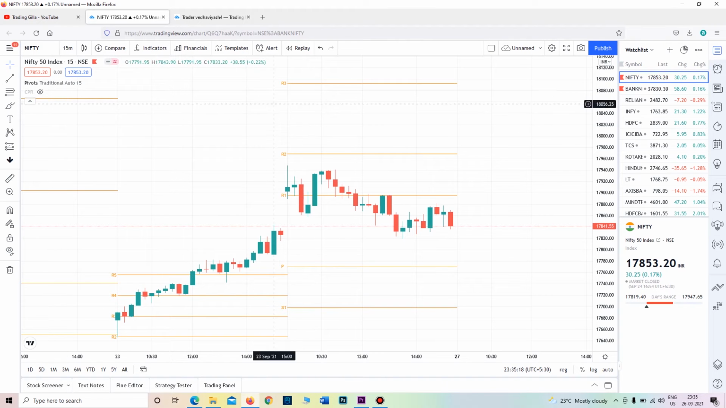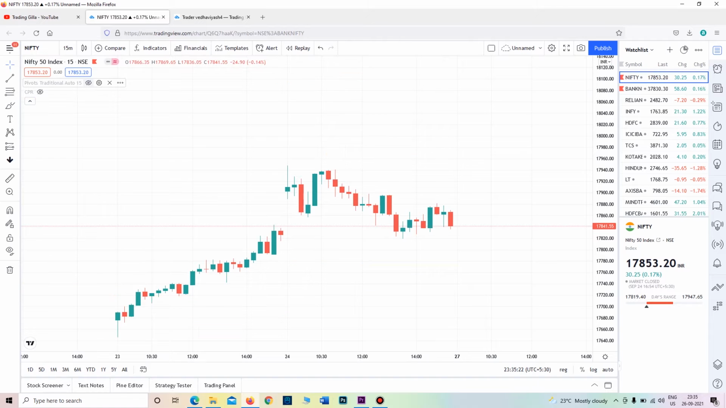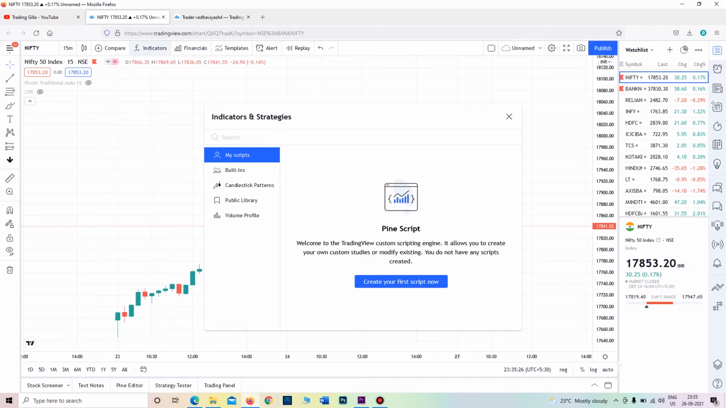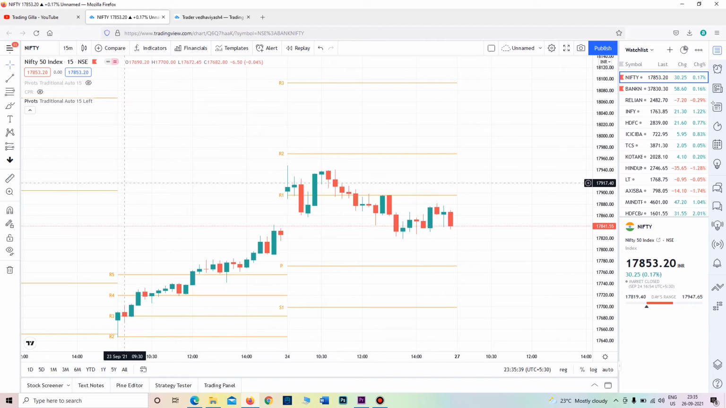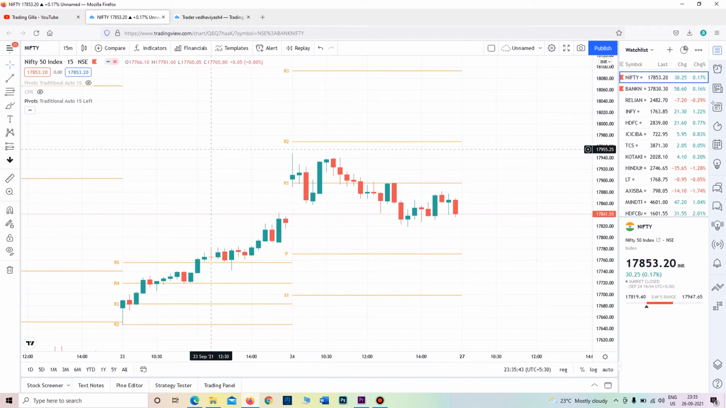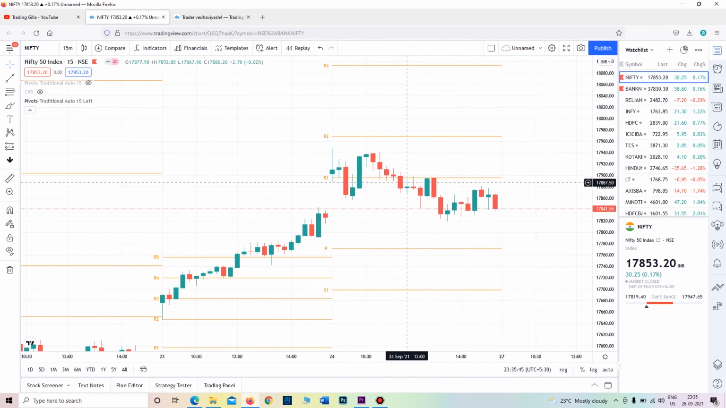This is the pivot points indicator. Now I will hide this. And how to add this? Go to indicators and type pivot. Here you will get Pivot Points Standard. Choose this. Now it is applied on the chart.